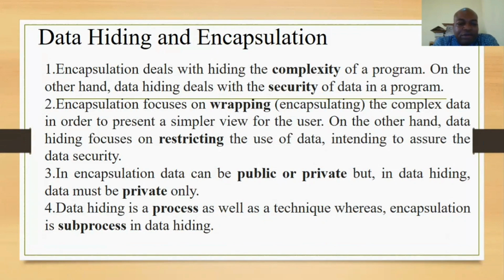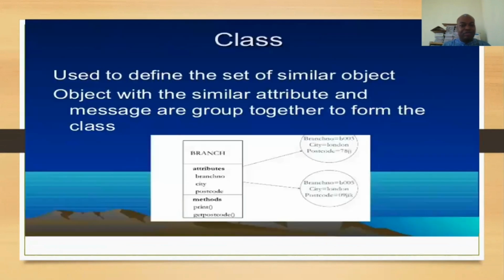Number three, in encapsulation, data can be public or private, but in data hiding, data must be what? Private only, because of security. Number four, data hiding is a process as well as a technique, whereas encapsulation is a sub-process in data hiding.